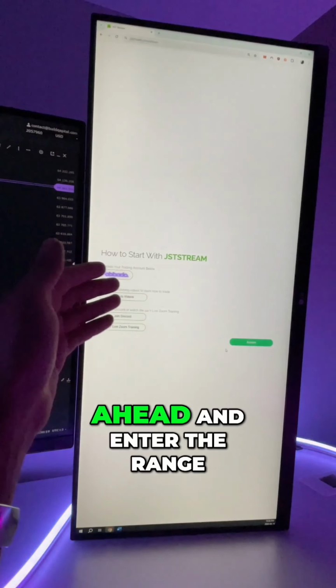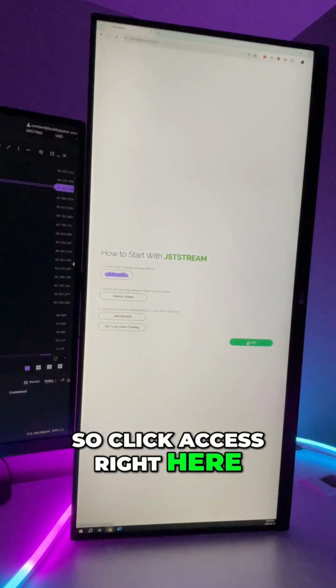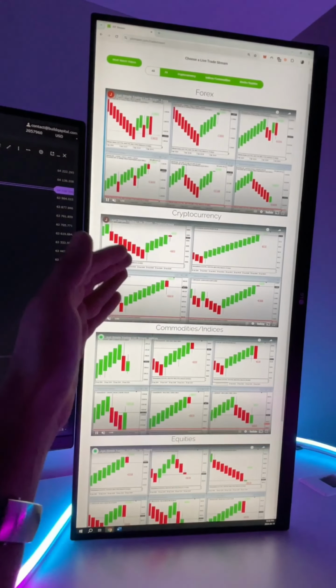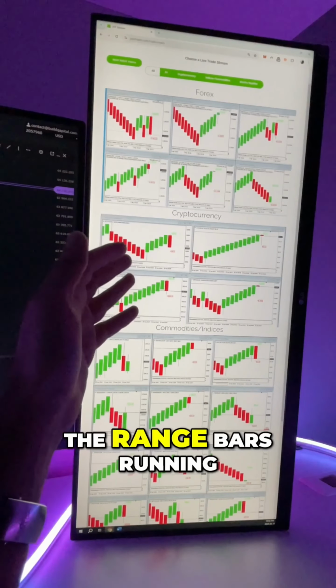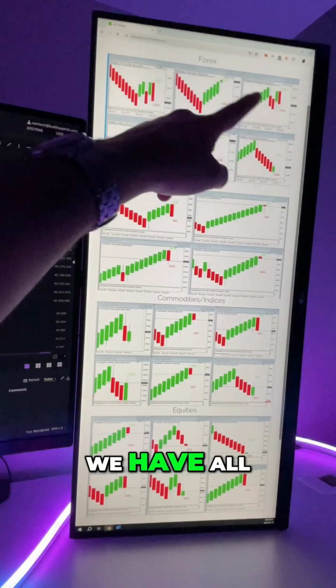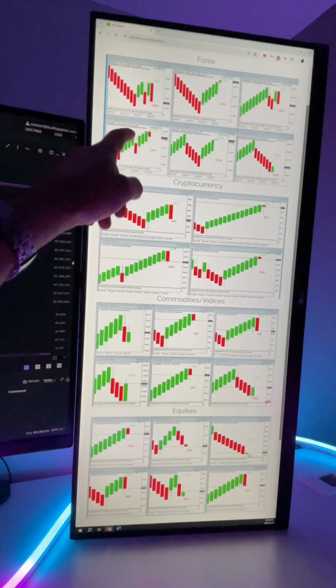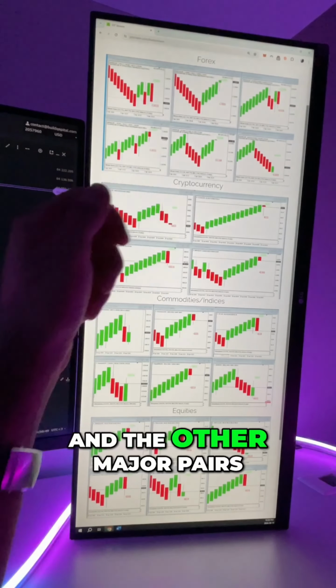Now let's go ahead and enter the range bars room. Click access right here. On this page, you'll see all of the live streams running. We have the range bars running on all of the major pairs. At the top here, we have all of our Forex pairs. For example, we have Euro USD, GBP USD, USD JPY, and the other major pairs.